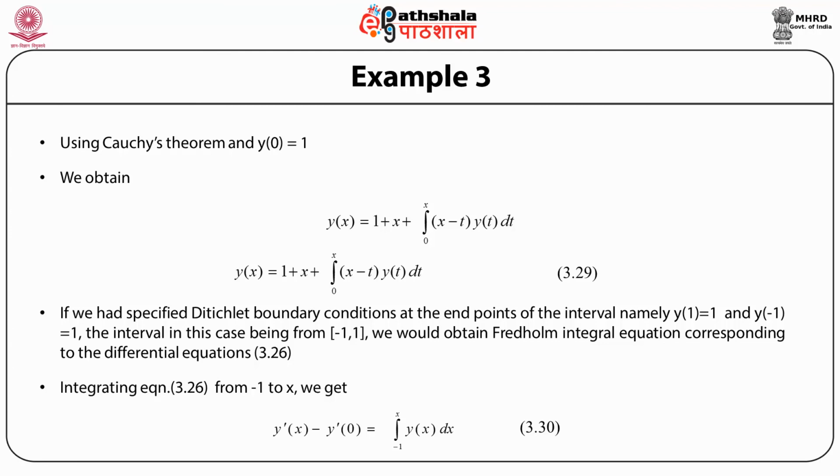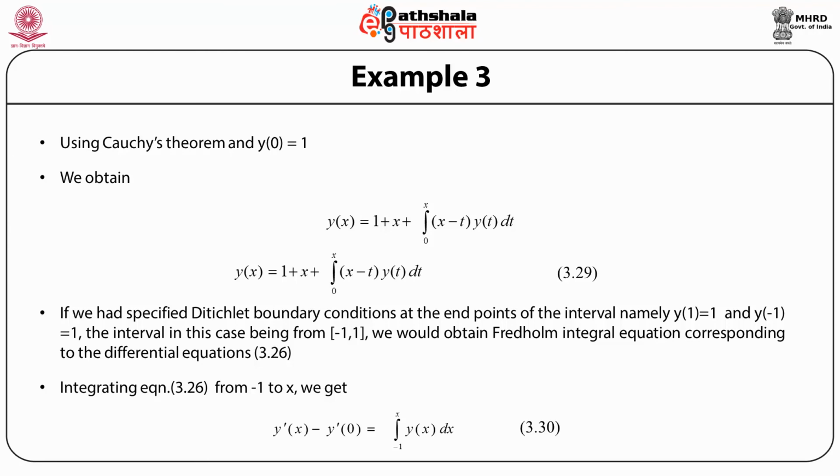Then, the interval in this case being from minus 1 to 1, we will obtain the Fredholm equation corresponding to the differential equation which we considered, namely d2y by dx square minus yx equal to 0. Remember, this equation is again nothing but the equation of a harmonic oscillator type. When we convert this equation into an integral equation, depending on the boundary condition, we can obtain either a Volterra integral equation or a Fredholm type of integral equation.